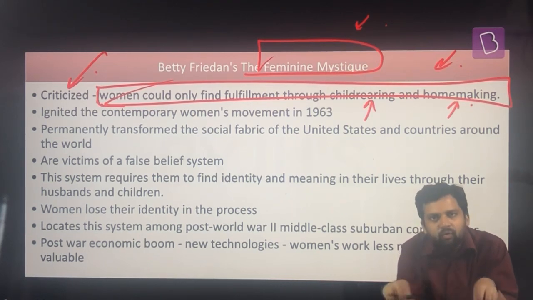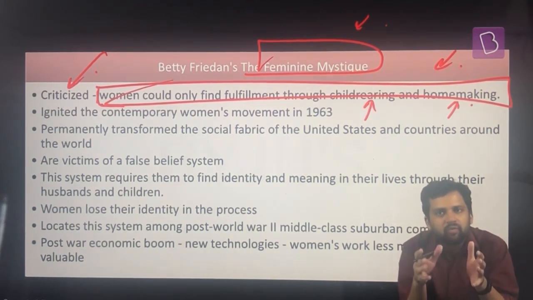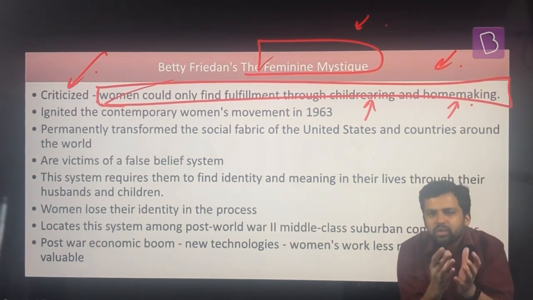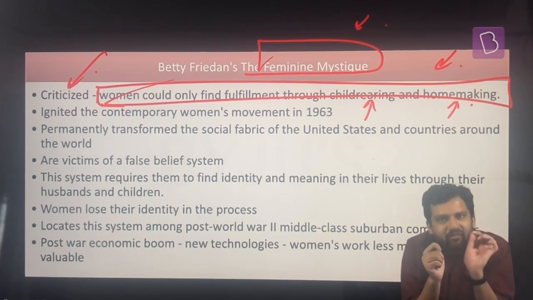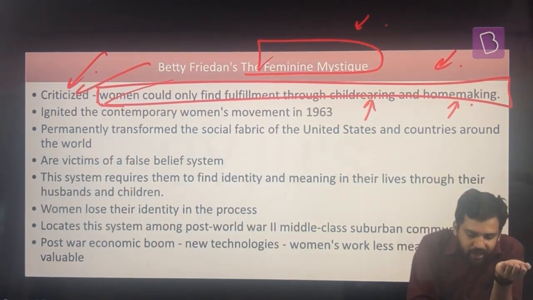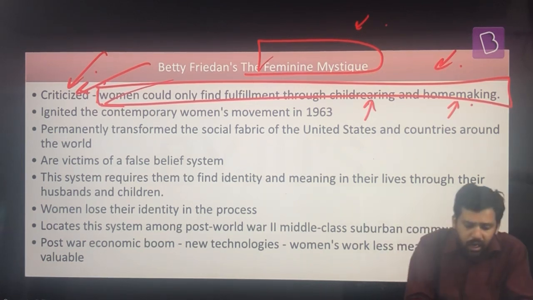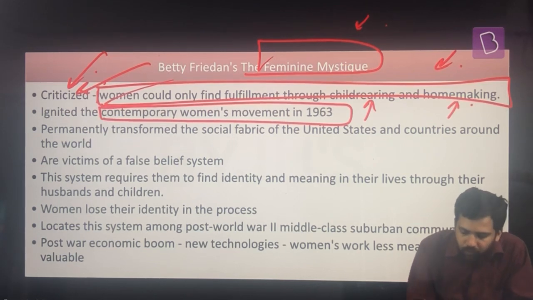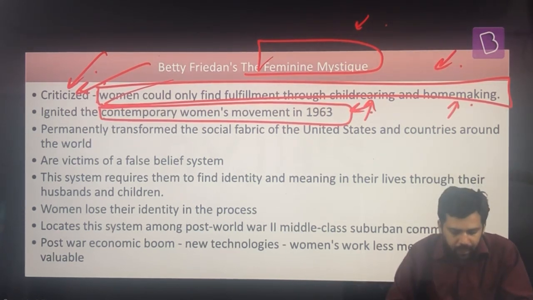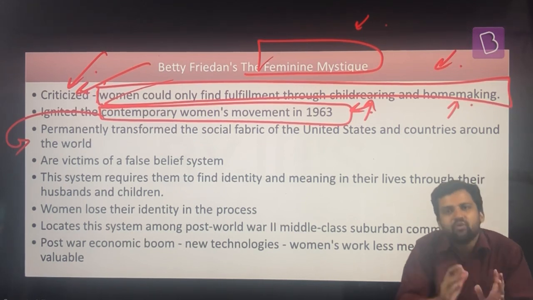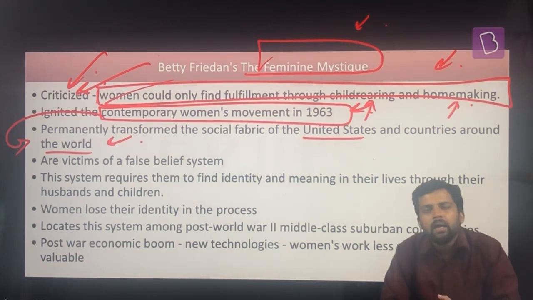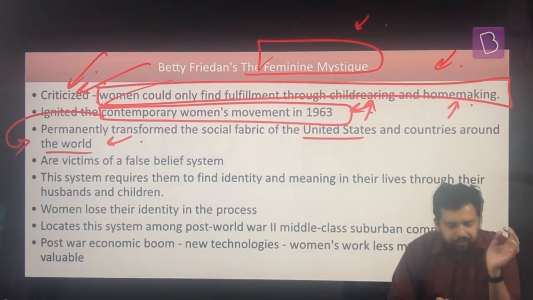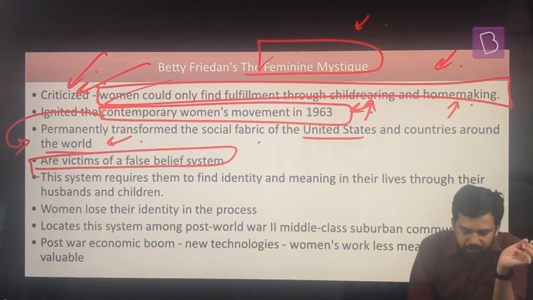This segregation of work is what is referred to as the sexual division of labor. You are dividing the work in the society on the basis of sex, and you are trying to legitimize it. You are saying that women can find fulfillment only through this. So Betty Friedan is criticizing this. Now, this particular work, The Feminine Mystique, is igniting a different kind of women's movement in the 1960s, in 1963. And it is leading to a transformation in the social fabric in countries like the US and some other countries as well.